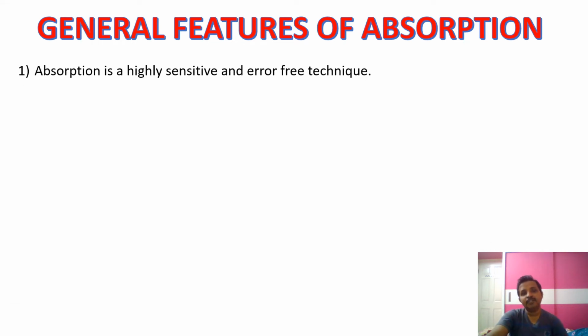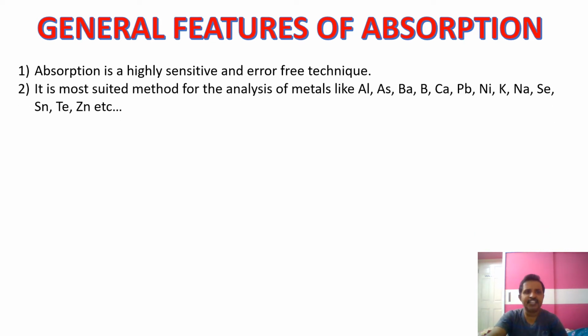Let us discuss the general features of absorption. First point: absorption is a highly sensitive and error-free technique. This is a technique for the analysis of different kinds of compounds which we prepare in the laboratory. The next point is that it is the most suited method for the analysis of metals like aluminium, arsenic, barium, boron, calcium, lead, nickel, potassium, sodium, selenium, stannum, tellurium, zinc, etc.